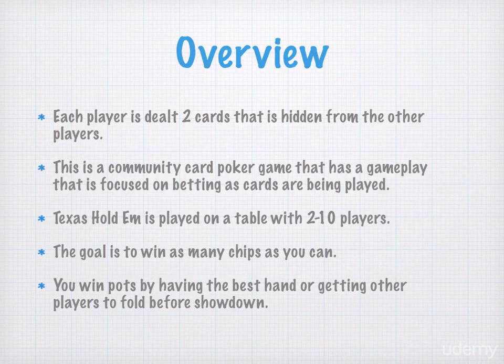To give you a basic overview of what the game is about and how it works, each player is dealt 2 cards that are hidden from the other players. This is a community card poker game with gameplay focused on betting as cards are being played. So as the flop, turn, and river come across and you have your 2 cards in the hole, hidden from your opponents, you make bets based on that action. Texas Hold'em is played on a table between 2 to 10 players at a time. The goal of the game is to win as many chips as you possibly can, and you win chips or pots by having the best hand or by getting the other players to fold before a showdown occurs.